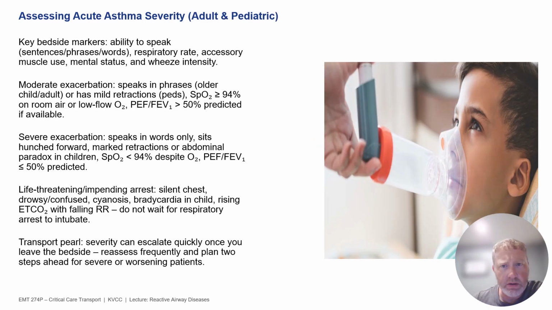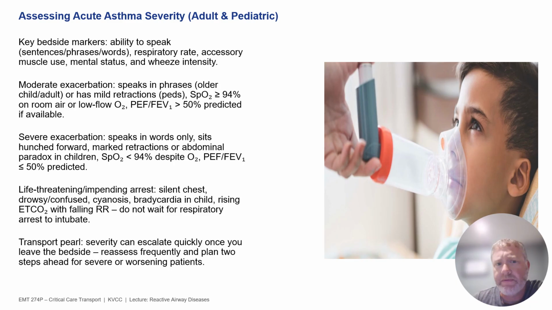Assessing the severity quickly and accurately is the foundation of reactive airway management and transport. Your key bedside markers are: can the patient speak in full sentences, in phrases, only in single words, not at all? What's their respiratory rate? Are they tachypneic? Are they bradypneic, which would indicate a much worse and more severe exacerbation? Are they using accessory muscles?